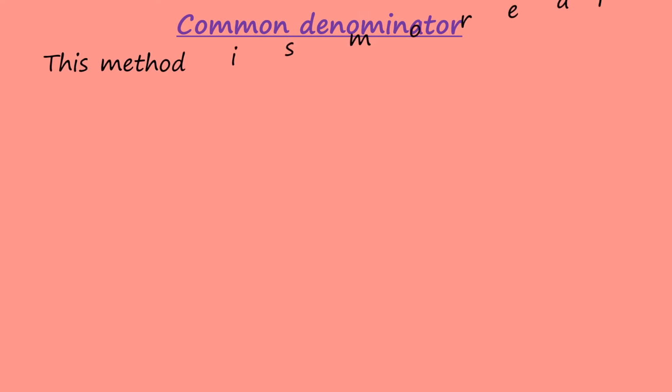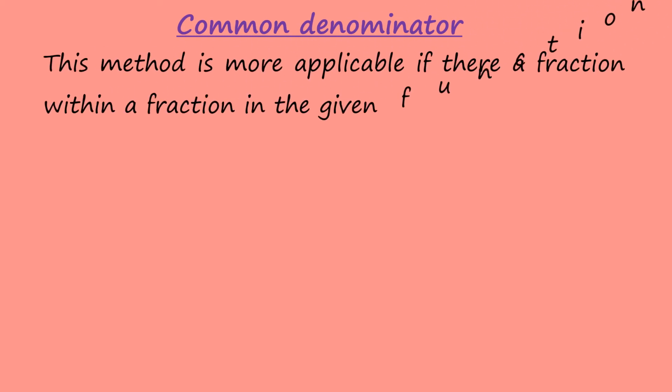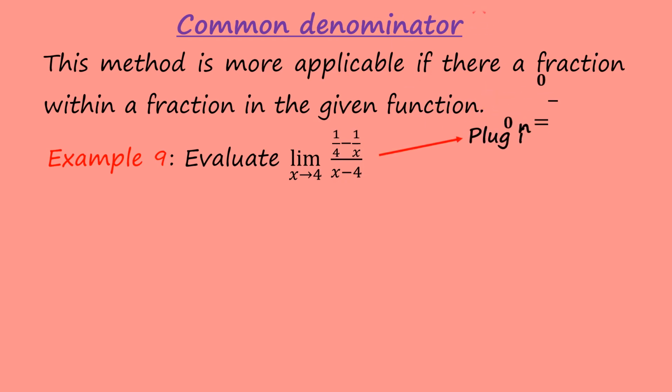The next method is the common denominator. And for the common denominator, this method is more applicable if there is a fraction within a fraction in the given function. Let's consider this example. Merely looking at the example, we will then need to ask ourselves, is plug-in suitable? We see that the plug-in is not suitable because we are going to get 0 over 0.